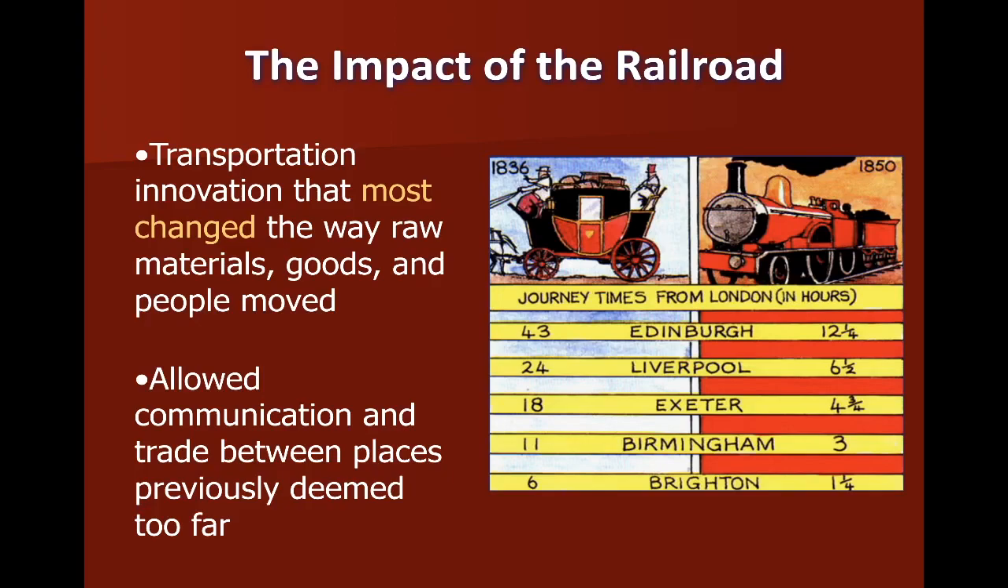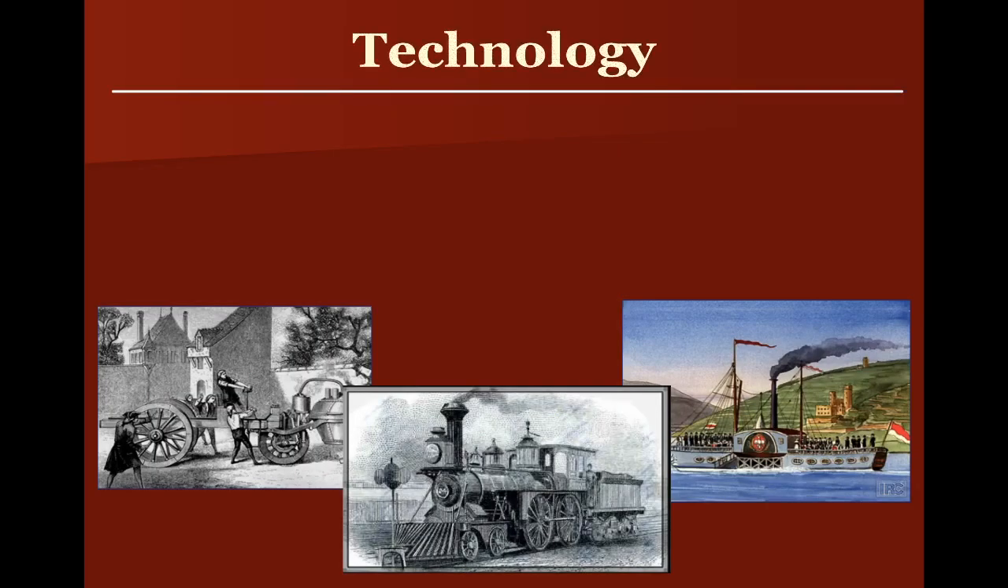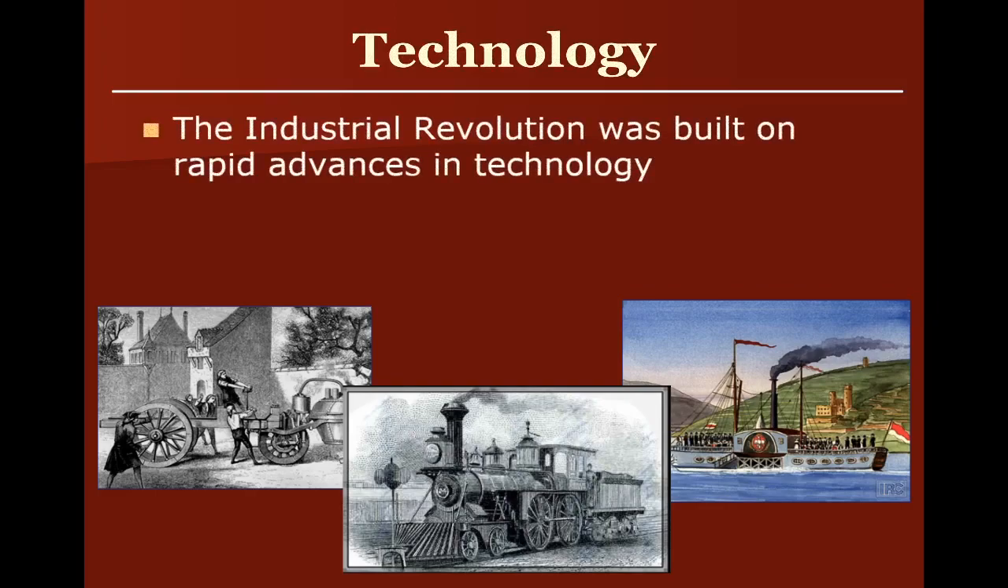Now, here's another thing to consider: the impact of the railroad. This was the transportation innovation that most changed the way raw materials, goods, and people move. This is going to allow for communication and trade between places that were previously deemed too far. Okay, so if you notice here on this little graphic that we have, the amount of time saved by going through rail is so big, and this is going to really have a big outcome on how people move product.